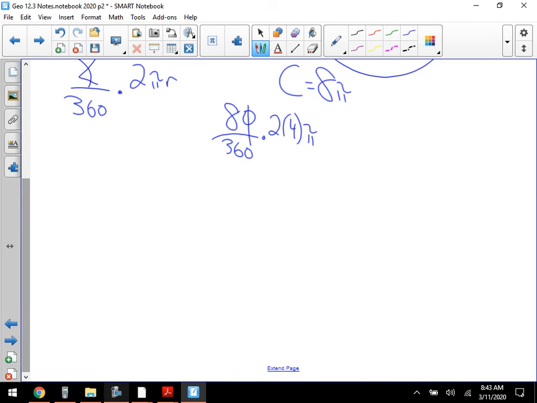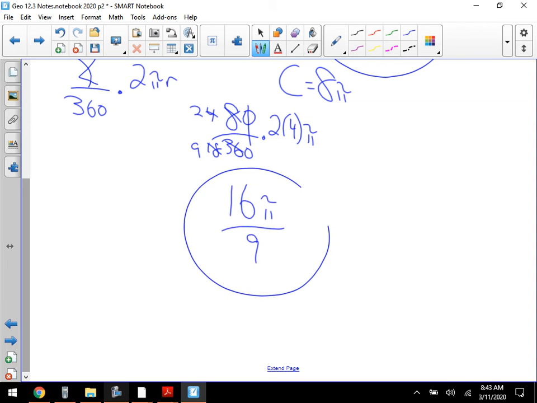This one works out cleanly. Drop those. This is 4, this is then 18, and this is 2, and this is 9. So 2 times 2 times 4 is 16. You get 16 pi over 9 as your arc length. Again, you're using the fraction bar and pressing some buttons. That was the new-ish bit we did with arc length.